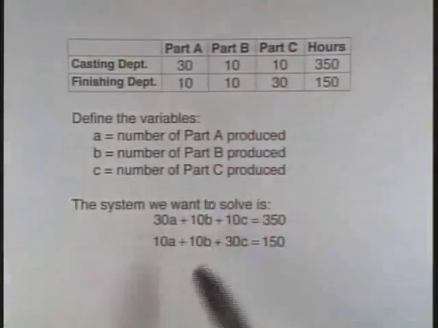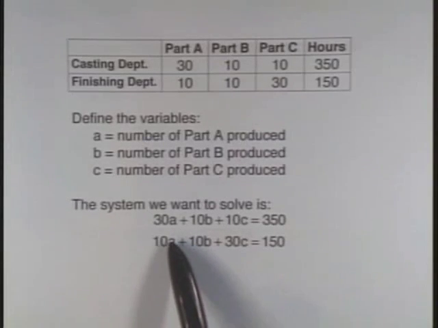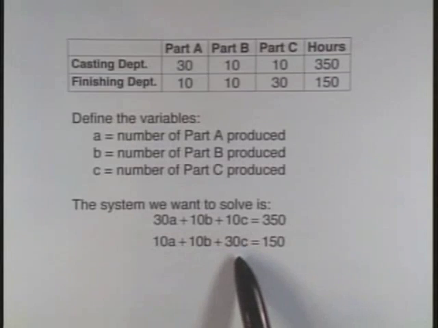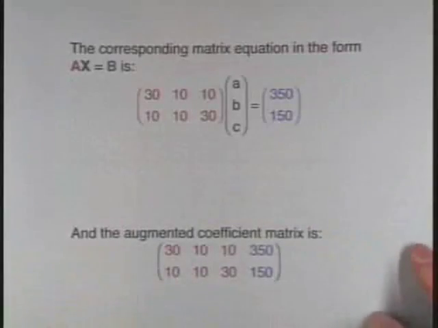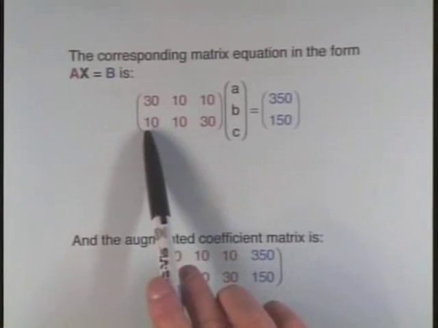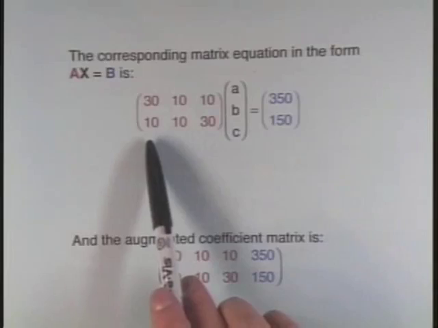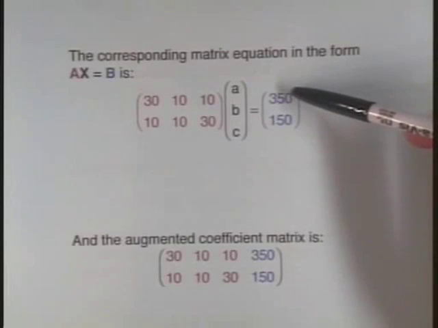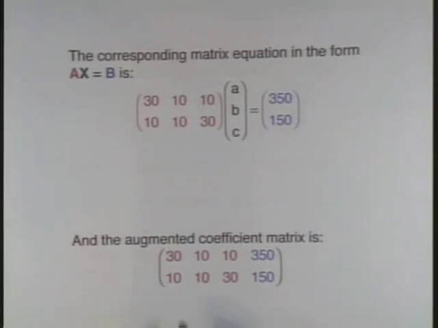Reading across the rows in our table, the system we want to solve is 30 times A plus 10 times B plus 10 times C equals 350. 10 times A plus 10 times B plus 30 times C equals 150. The corresponding matrix equation in the form AX equals B is the 2 by 3 matrix with row 1 30, 10, 10, row 2 10, 10, 30, the column matrix A, B, C for X, and the constant matrix B, which is 350, 150. So our augmented coefficient matrix uses A on the left, B on the right for the 2 by 4 matrix, with row 1 30, 10, 10, 350, row 2 10, 10, 30, 150.